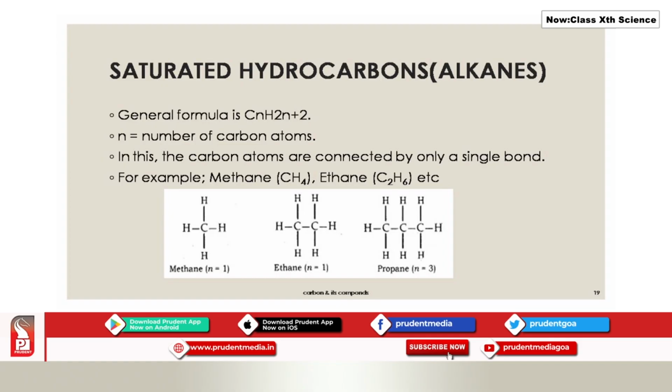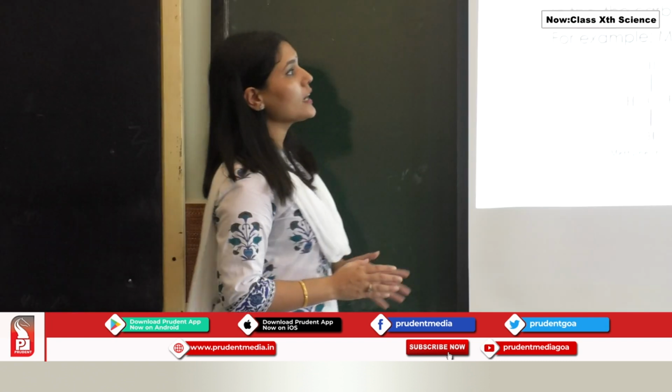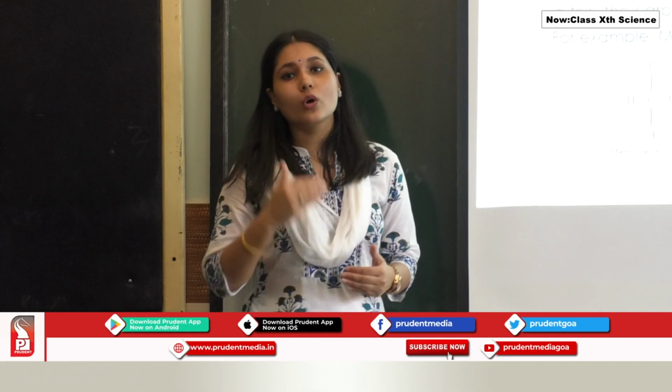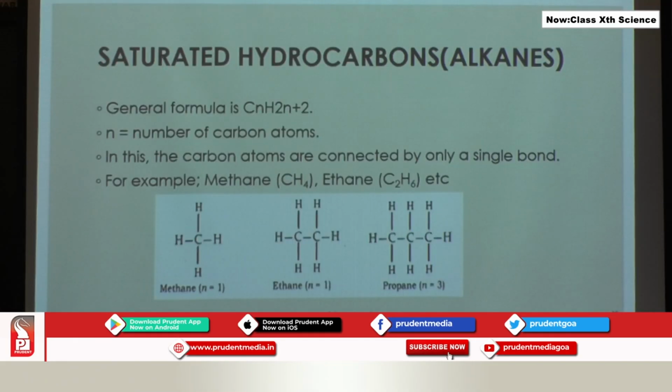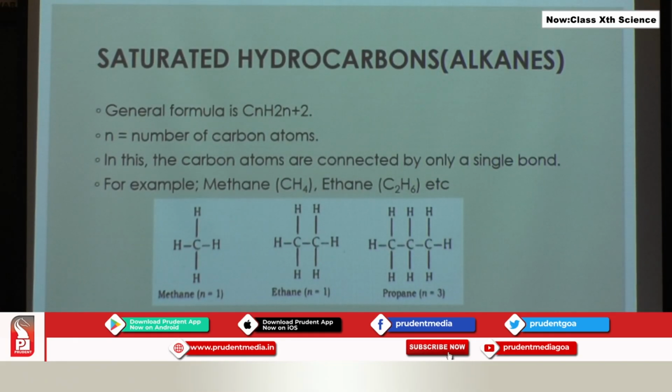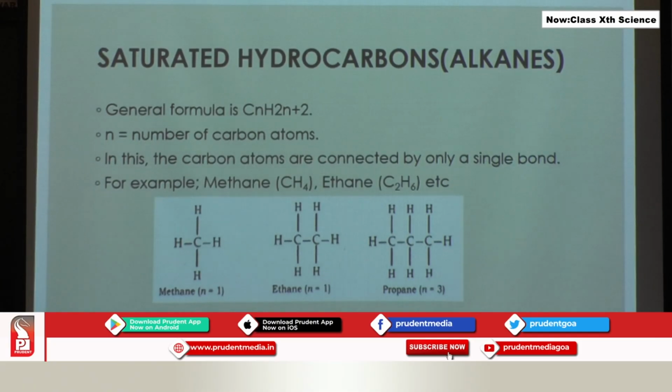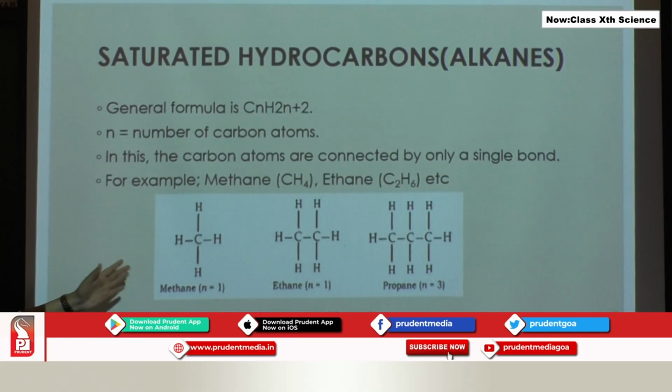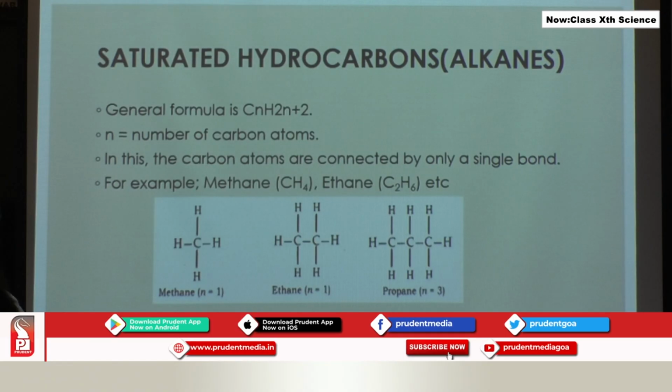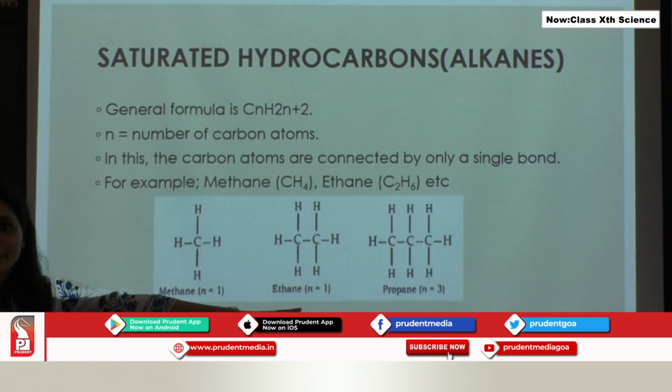So the general formula is CnH2n+2, wherein n stands for the number of carbon atoms. Now in this, the carbon atoms are connected by only a single bond. In case of alkanes, the carbon atoms are connected via a single bond. So you can see over here there are examples given: methane, ethane, propane.